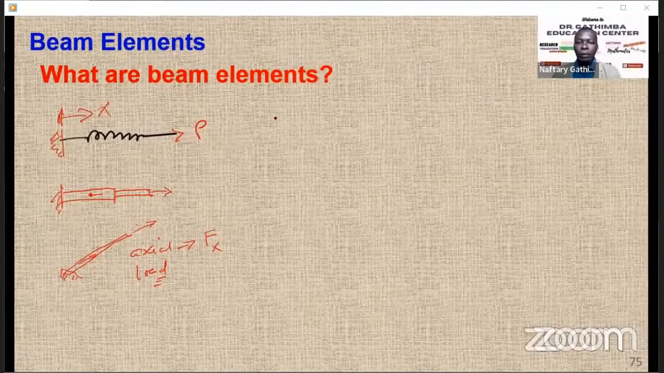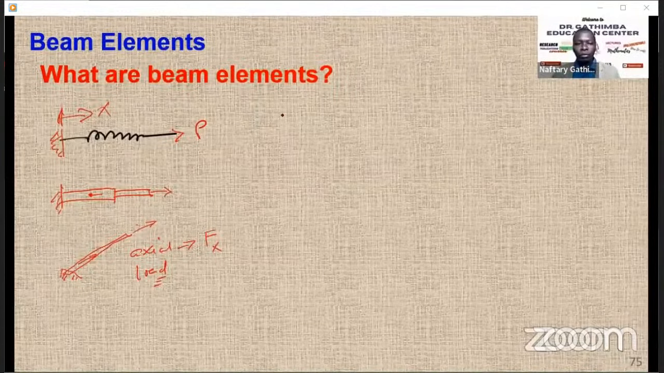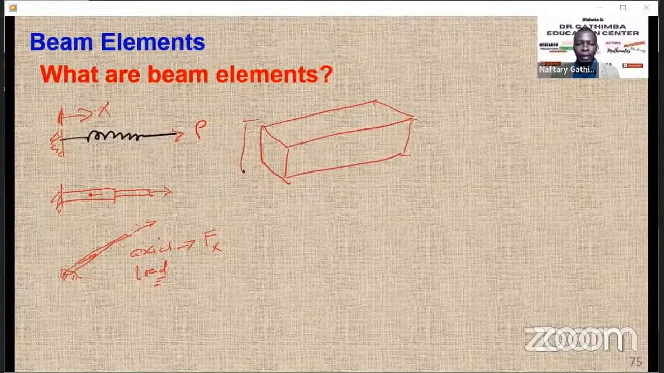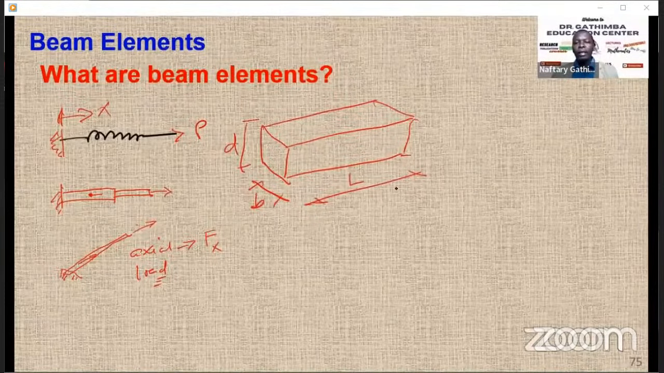Now, for the beam element, what you have to consider by definition, beam elements are long and slender structural elements. And when you talk of long and slender, sometimes we define it in terms of ratios of cross section. Because you have something like this, and then you have this length. This being the depth, then you have the breadth, of course, and then this is the length. This now is a beam.